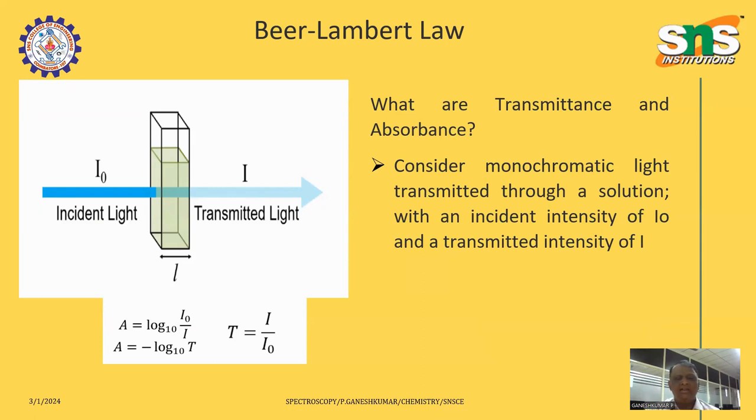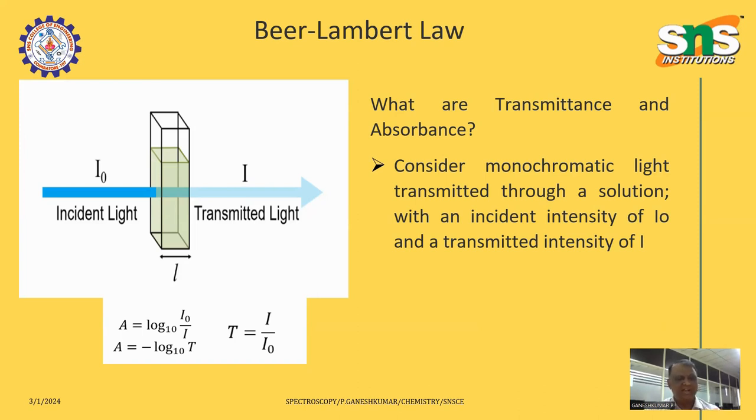Whatever incident light enters the sample, some part of it may get absorbed and the remaining light will be transmitted out, which we call I. And the length of the cuvette is represented as L. So here, what are the transmission and absorption? Considering monochromatic light transmitted through a solution, some part can be absorbed by the solution and some part may be transmitted by the solution.